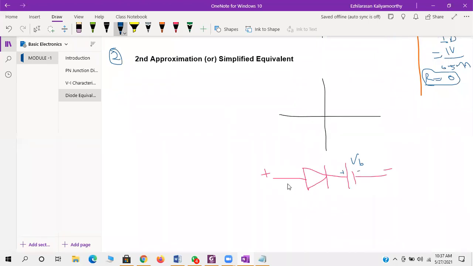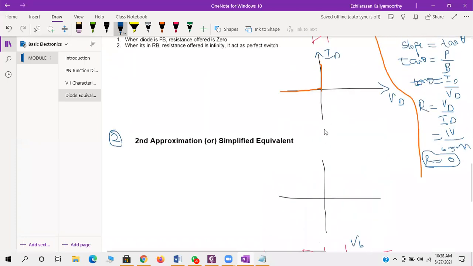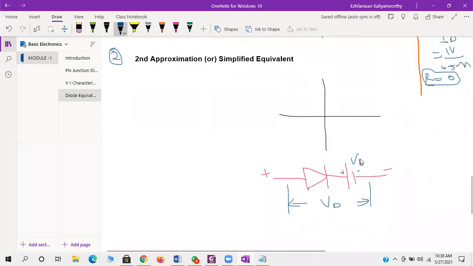Now from here to here, this is completely VD. This only is the voltage applied to the diode. Already we have the diode in the previous diagram. Now we added a VB. What is the VB value? As you know, for silicon the value is 0.7 volt. If it is 0.7 volt, now let us write the condition.